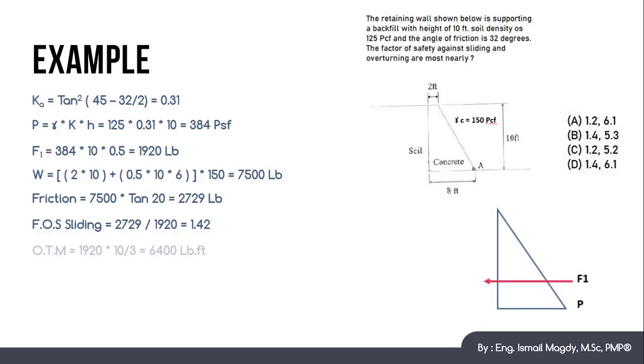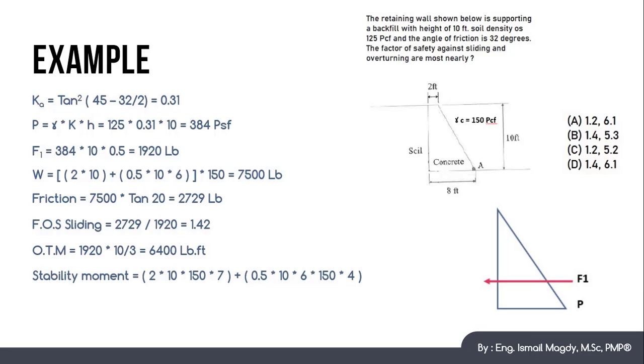So we will start by calculating the overturning moment, which equals the 1,920, which is F, multiplied by the arm, which is third height, which is 10 over 3. So this will equal 6,400 pound-foot. And let's calculate the stability moment, which equals the weight of the wall multiplied by the horizontal distance between the centroid of the wall and the toe.